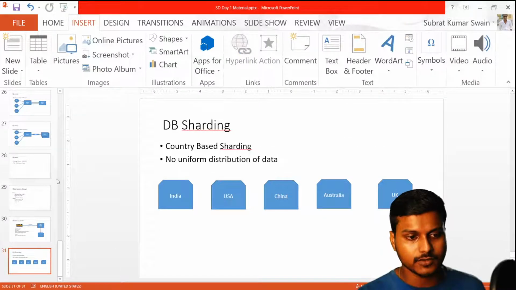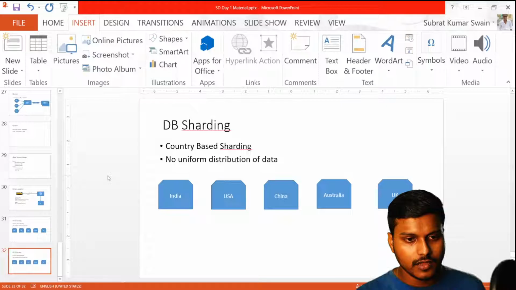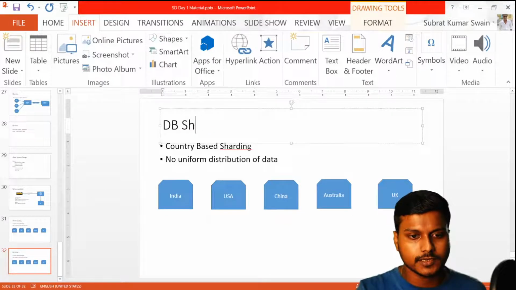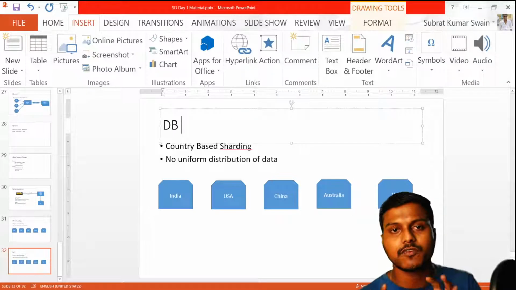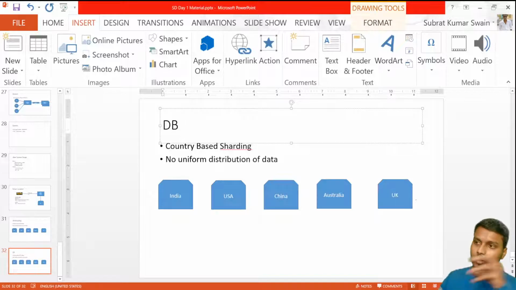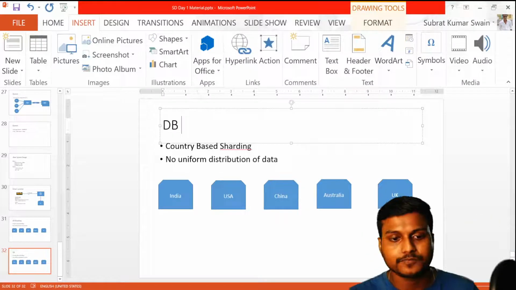What are the other ways of sharding? There are many ways of sharding. I will talk about one here. For uniform distribution of data, so that the data is uniformly distributed across all these databases and there would be no load on a particular database. It should not happen that one particular database has so much load but other databases have very little load. We should uniformly distribute them. That's what we are doing here.